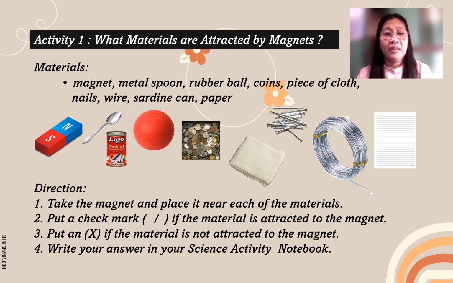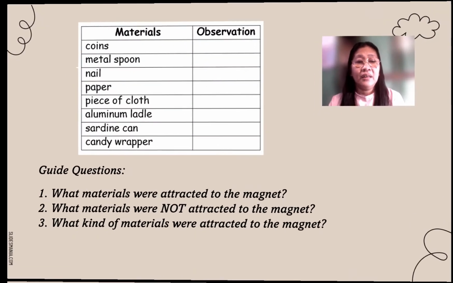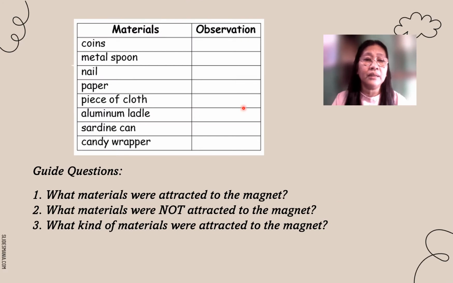Okay. Here's how you're going to present your observation. You will make an organizer with 2 columns. The first column, list the materials that you have in your Activity 1. And then on the second column, your observation. So in your observation, you just mark it with a check or an X.